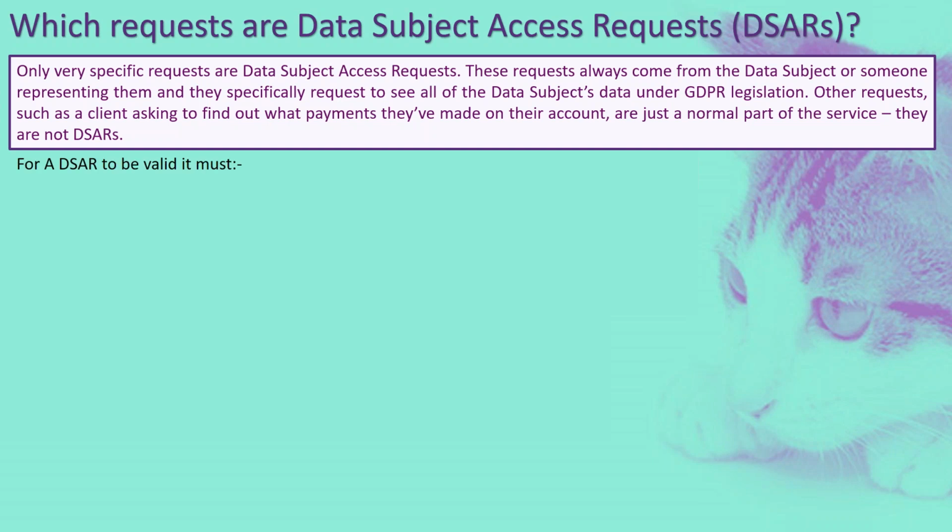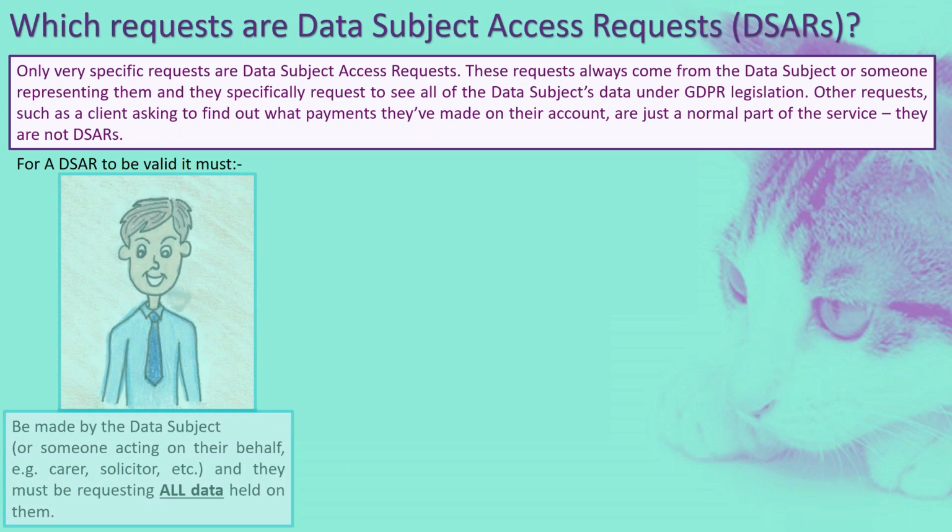For a DSAR to be valid, it must be from the data subject or somebody acting on their behalf, such as a carer or a solicitor. And it must, at the very minimum, be a request to see all of the data we hold. As stated before, if somebody only wants to see a very small portion of the information we hold on them, such as checking their address details or a recent history or insurance information, this is not a DSAR. It is only a DSAR when somebody wants to see every piece of data that we hold on them.